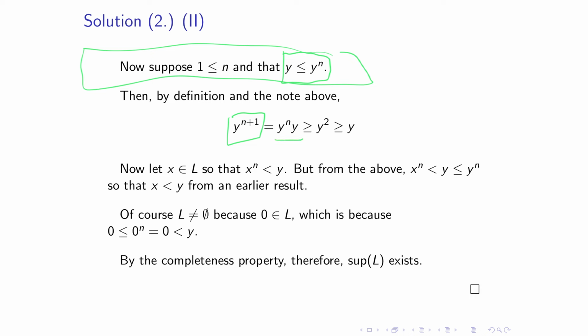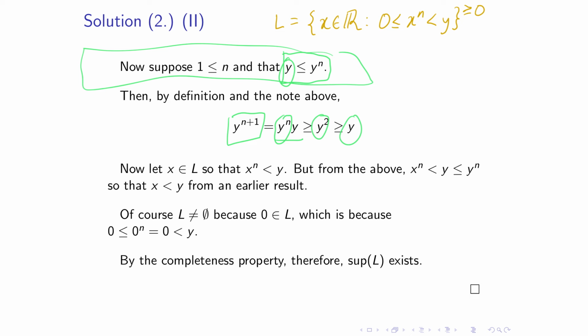As always, for induction, we split this apart. I know that y to the n is itself greater than or equal to y, so I can perform that substitution. And we get y times y, which is y squared. Now, by the note that I just made before moving over to this slide, we know that y squared is greater than or equal to y, and so we have exactly what we needed to show.